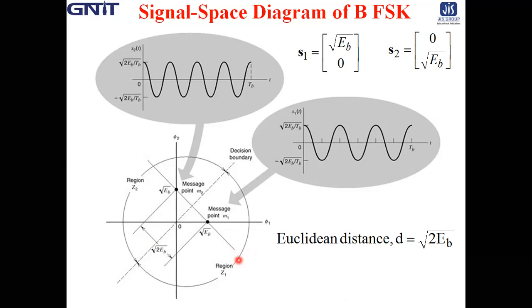and this occurs when x_1 greater than x_2. And on the other side, if we have x_1 less than x_2, that means the received signal point falls inside region Z_2 and the receiver decides in favor of symbol 0. So on the decision boundary, we have x_1 equal to x_2. That means a random guess in favor of symbol 1 or 0.